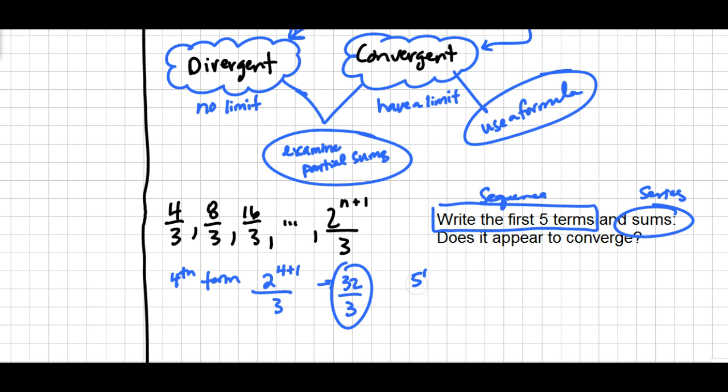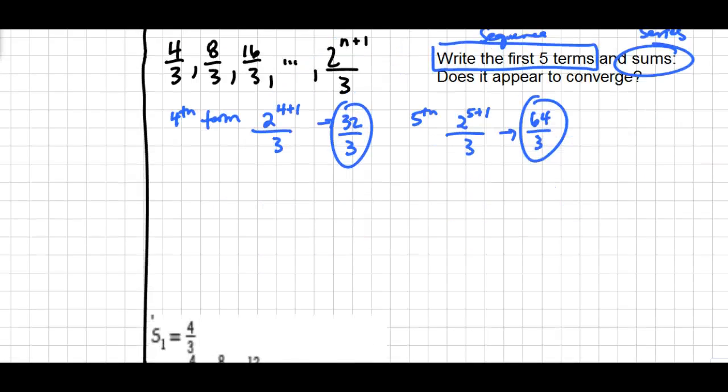To find the 5th term, I do the same thing. 2 to the 5 plus 1 over 3 is 2 to the 6th, which I know is 64 over 3. So I've got term 4, I've got term 5. Now if I want to look at the sums of those, I'd want to go ahead and start adding 4/3 plus 8/3, and then 4/3 plus 8/3 plus 16/3, and then 4/3 plus 8/3 plus 16/3 plus 32/3, and so on. So I've already got that figured out here.